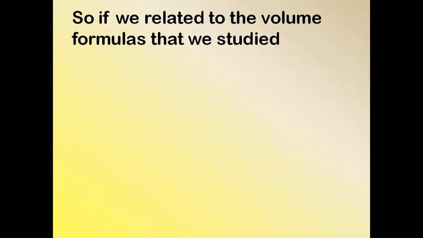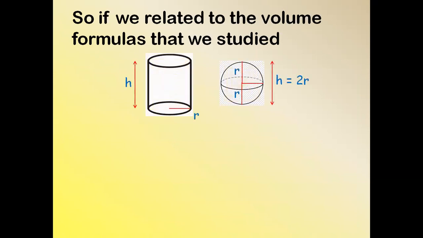So if we relate it to the volume formulas that we studied, you have a cylinder and you have a sphere. The cylinder has a radius r and a height h, and the sphere has the same radius, r, and the h will be 2r, because we have two radii here. So the volume of the sphere equals 2/3 the volume of the cylinder, as we watched in the video.